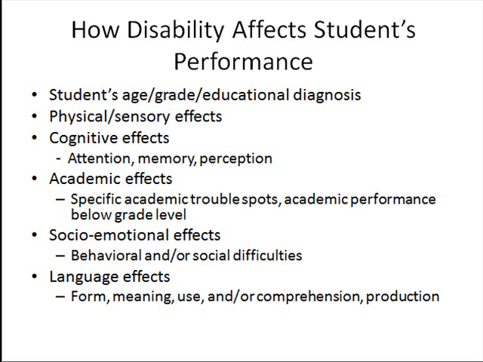You can talk about socio-emotional effects. This would manifest itself in behavioral or social difficulties. So if there's challenging behavior, what's going on? If there's social difficulties in terms of making and keeping friendships, any kind of social skills that are needed, you would address those here. And then language effects. Remember, we talked about the form and meaning and use of language, as well as comprehension and production of language.